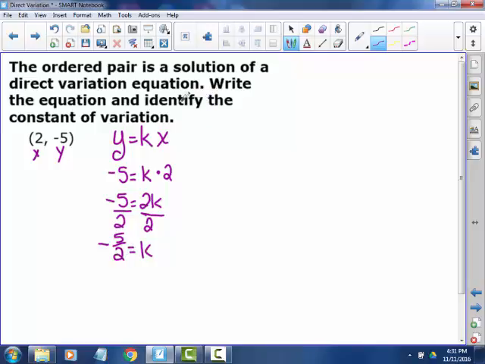So write the equation and identify the constant of variation. So this is our constant of variation. And now we need the equation. Well, y equals negative 5/2 x.